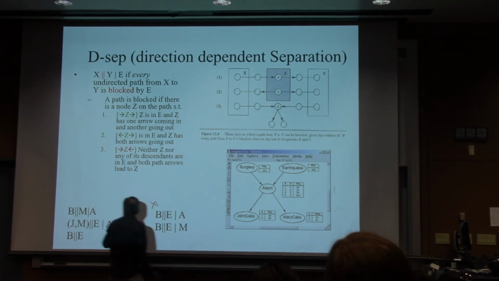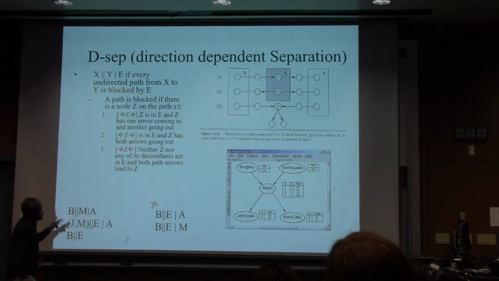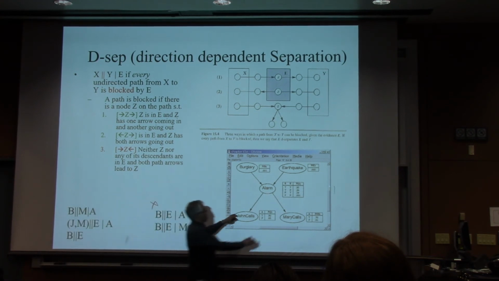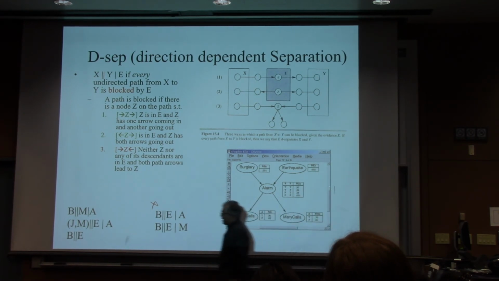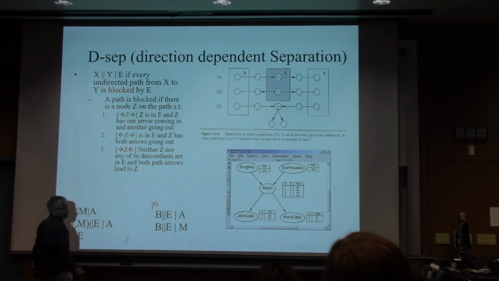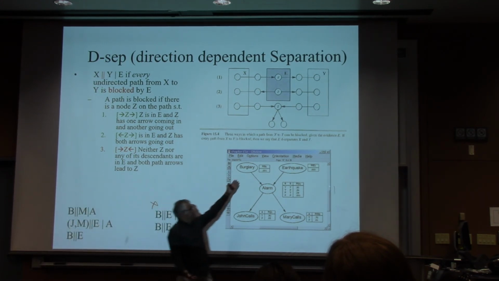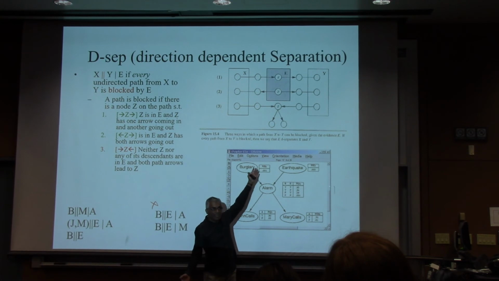Okay? Similarly, John calling, Mary calling, independent of earthquake given alarm. Again the same. Because if I remove alarm, there is no way of going from earthquake to either of these two. Agree? And then finally, is B independent of E? Well, clearly there is no path directly between B and E, given nothing.